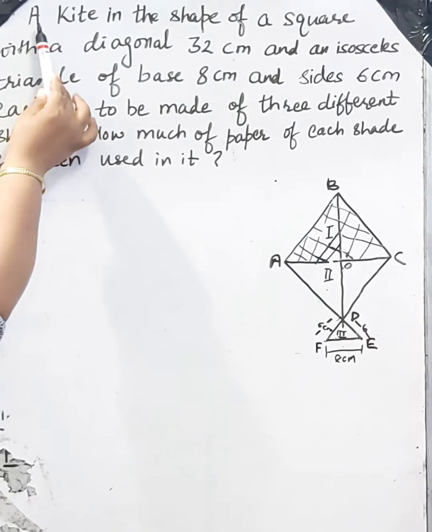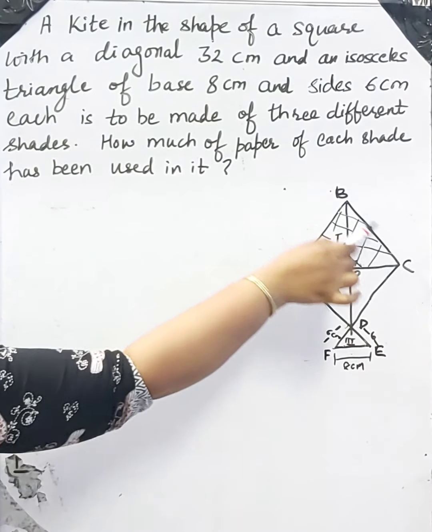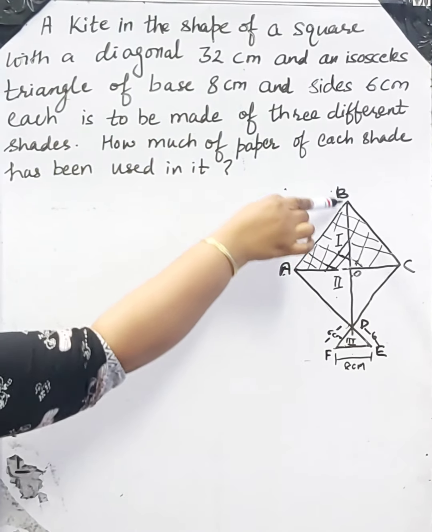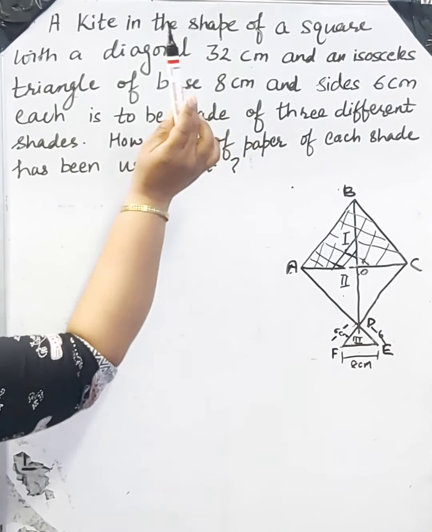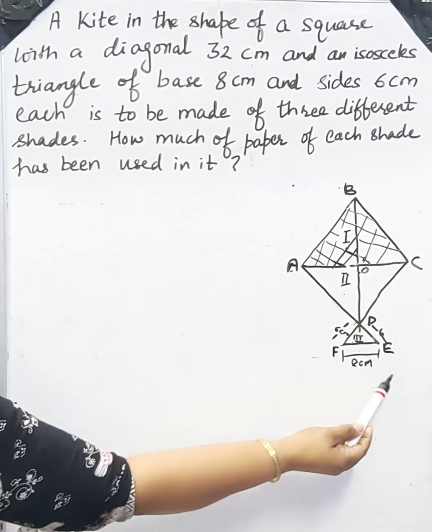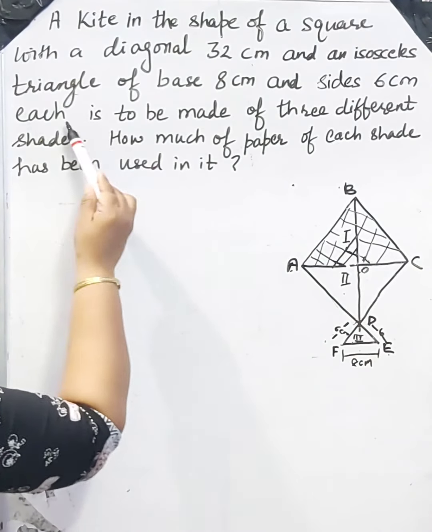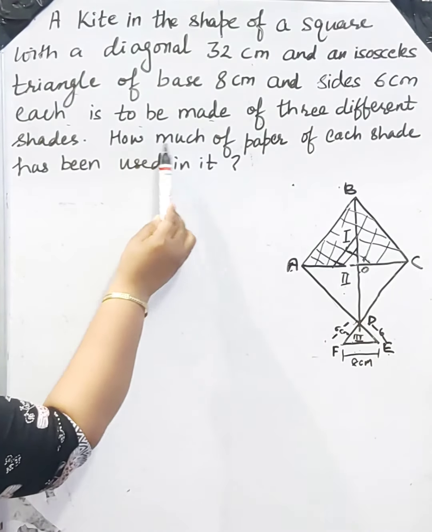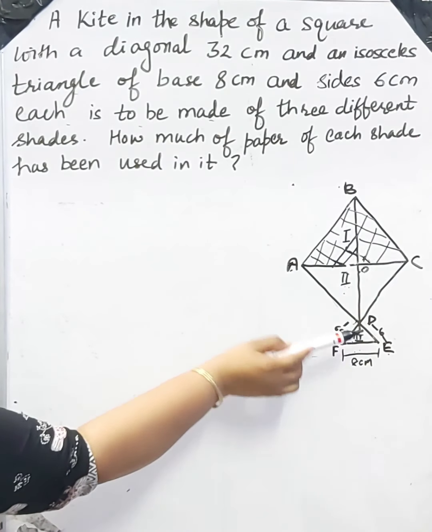Now the question is: a kite in the shape of a sphere with a diagonal of 32 centimeter, and an isosceles triangle of base 8 centimeter and sides 6 centimeter each, is to be made of 3 different shades. How much paper of each shade has been used in it?